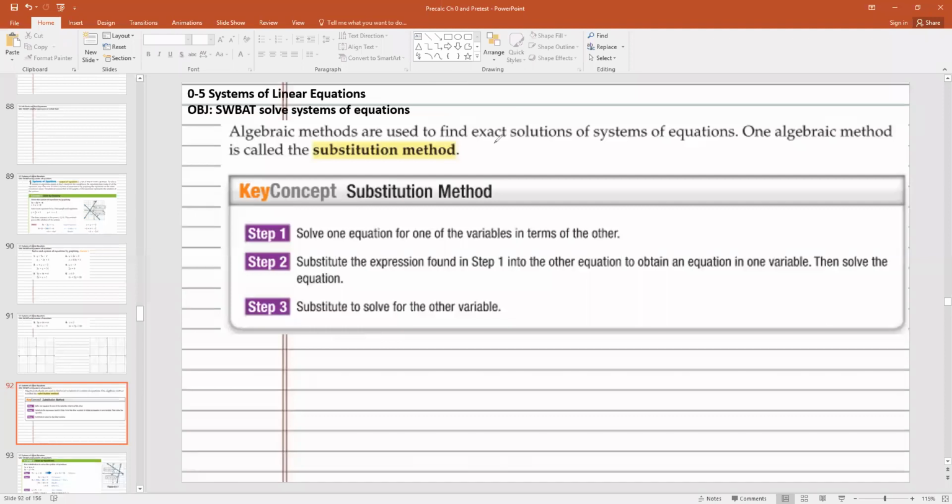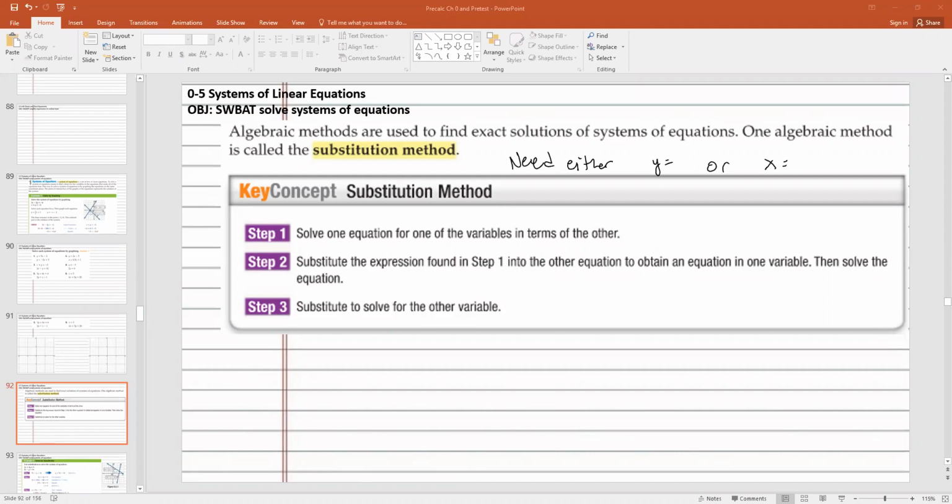So you need either y equals or x equals. Okay, and then we're going to substitute into the other one and then solve for that variable and then plug it into that original y equals or x equals. And if you're thinking, huh, don't worry, we're going to see it right now.